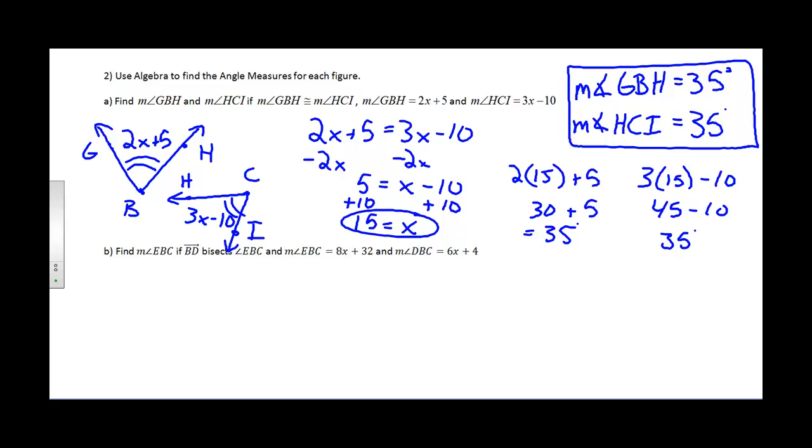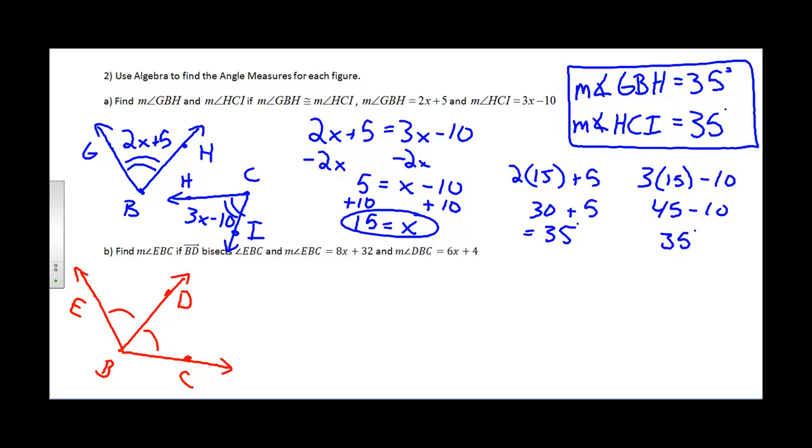Let's move on to problem B. Again, to make this easier for us, I'm going to sketch out another picture. Now that I've sketched my picture out, I'm going to take a look at what they gave us. We were told that angle EBC is being bisected by a ray called BD. If it's being bisected, we learned earlier that that means it's being cut in half, which means both of our smaller angles here are congruent to each other.